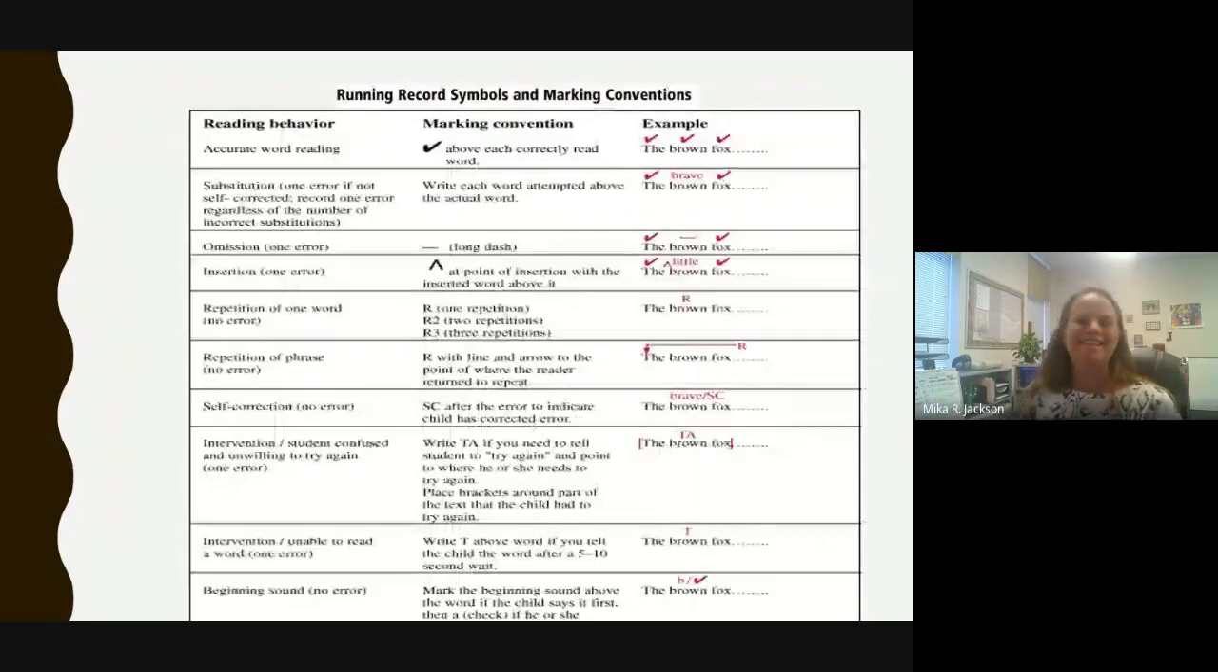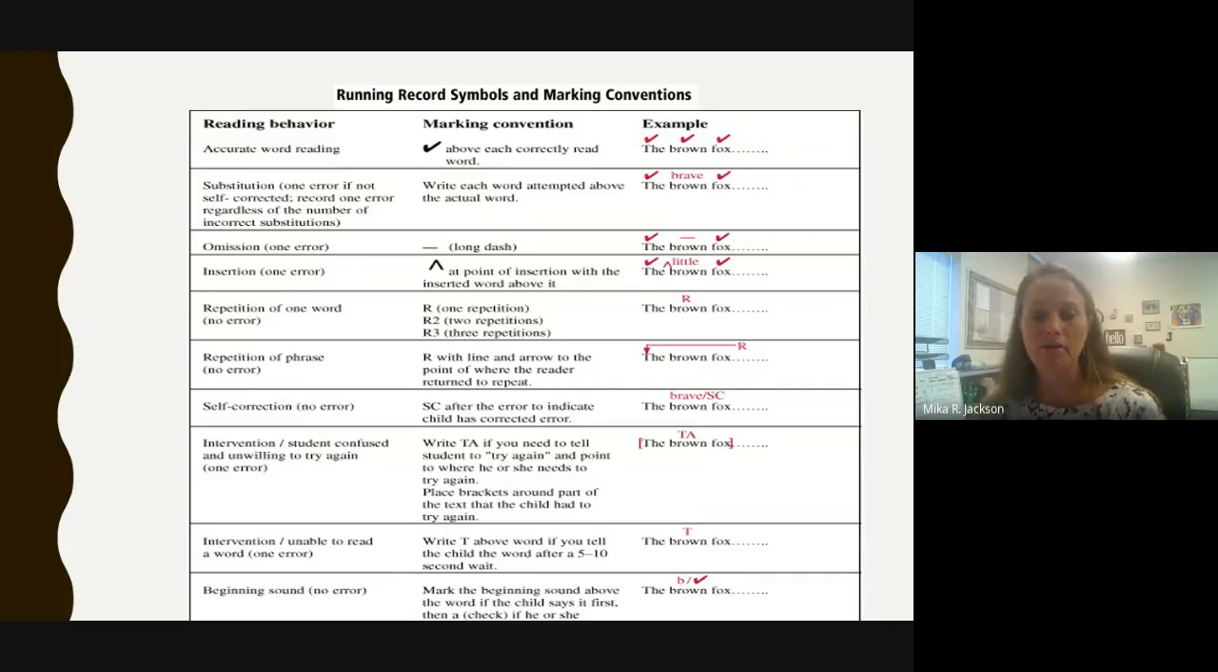All righty, this is your cheat sheet. On your cheat sheet, you're going to have hopefully a lot of check marks. Everything that the student reads correctly, you give it a check right above the word. Whenever we're talking errors on a substitution, you will write the word that they said over the word that they should have read. So the brown fox, the student says the brave fox. You're going to go ahead and write brave on top of brown.